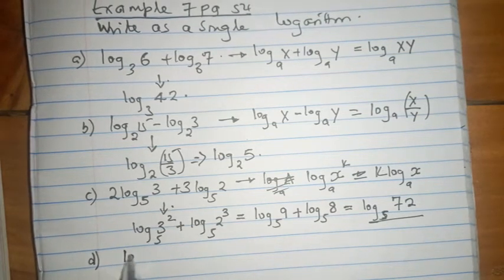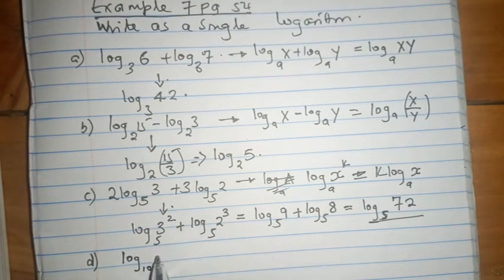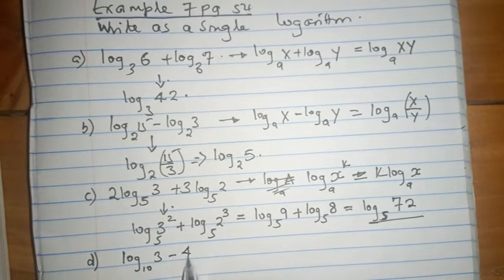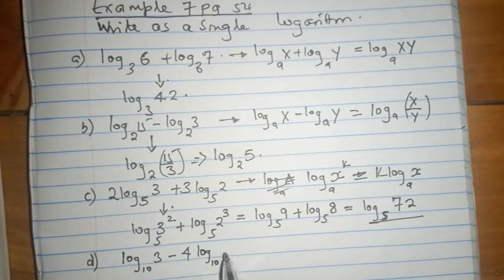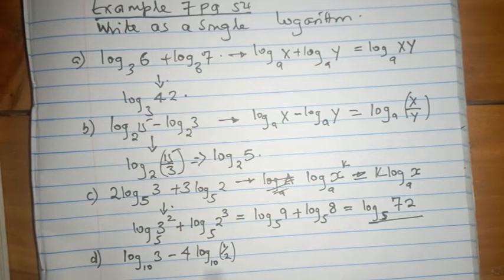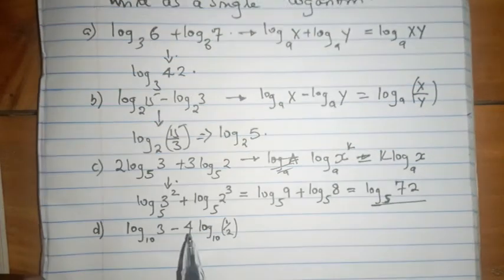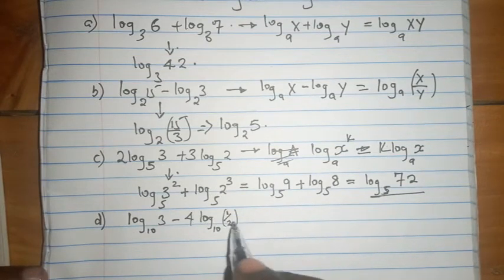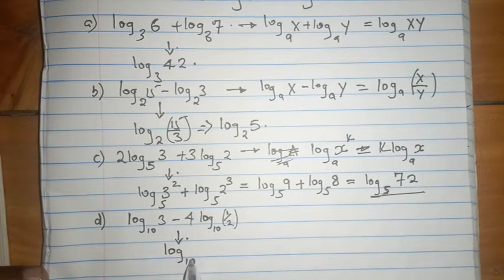Part D, we are talking about log to base 10 of 3 minus 4 log to base 10 of a half. And this one is mixed, but the base is the same. Before this became a coefficient, it was an index, and we can look at this further and say this is going to be log to base 10 of 3 minus log to base 10 of a half raised to power 4.